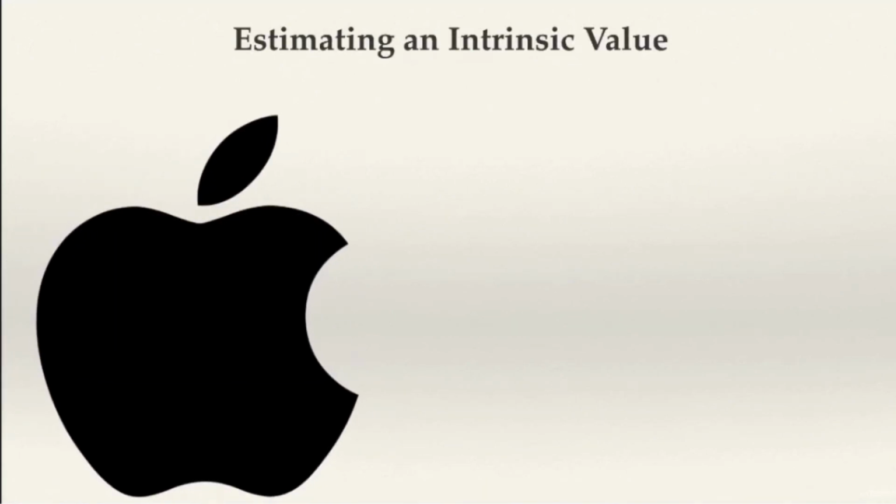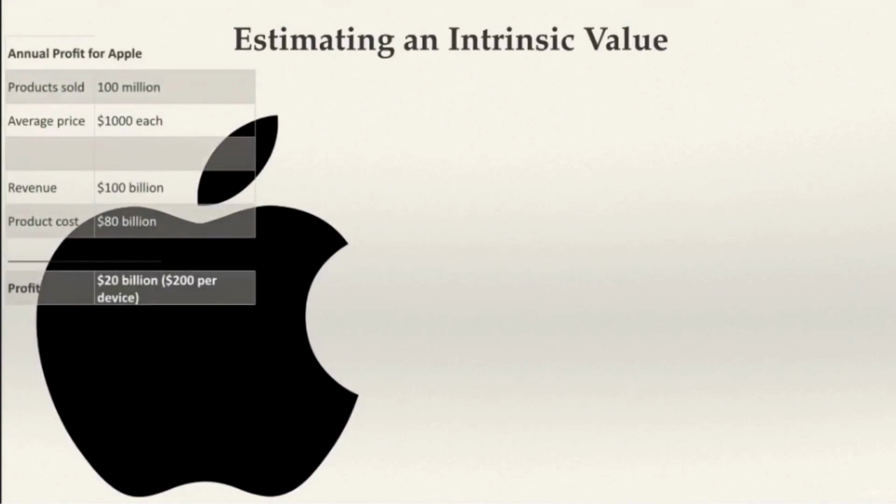Let's say Apple sells 100 million products per year at an average price of $1,000 each, making $100 billion in sales. To make those 100 million products, they have to spend $800, which are the costs. This means they are personally making $200 per device, so $20 billion.